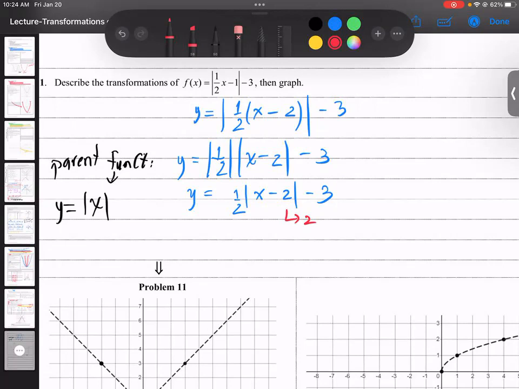Stretch or compress? Compress, right? It means get wider. Wider, because it's between 0 and 1. So compress. Or if you forgot, just say wider by 2 units. I'll still give you full point on the exam because I know what you mean. And then last will be down 3. We don't have that reflection because there's no negative here.